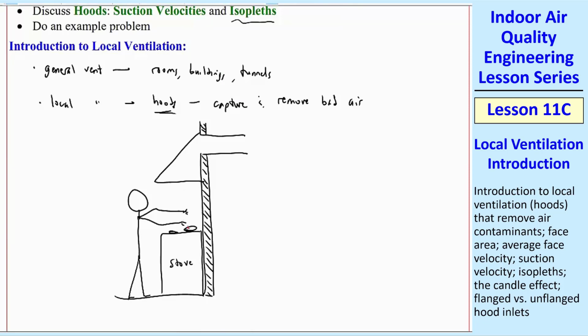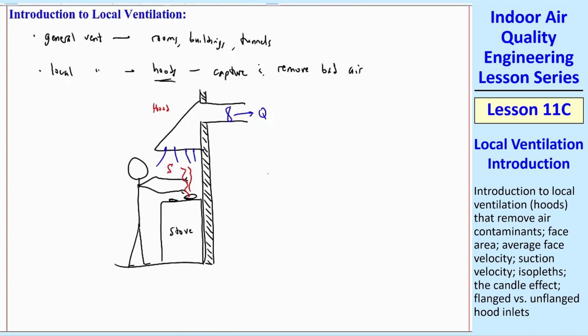You have some kind of a source here, S. Typically you have a fan or a blower that draws air out of the room, so there's some Q going through the hood. The main idea or the purpose of these hoods is to draw contaminant away from the people and out of the room.